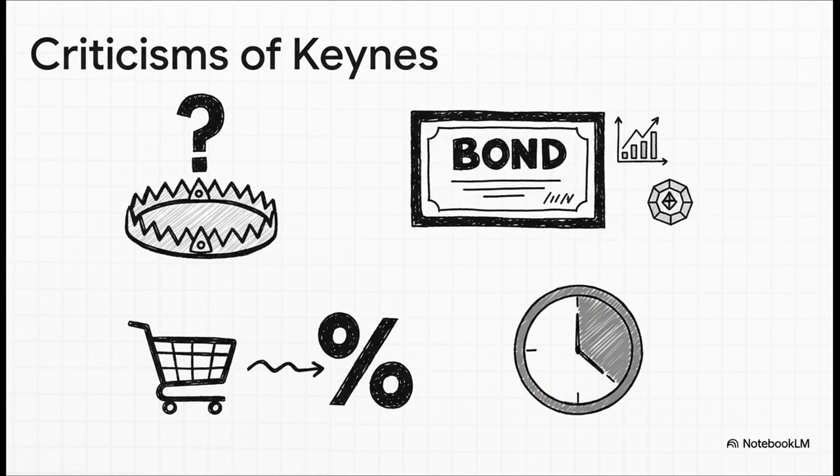Of course, no theory is perfect, and critics will point out that a true, complete liquidity trap almost never happens in the real world. Keynes also focused pretty much exclusively on bonds, but today we have this huge universe of other assets like stocks and crypto, and some even argue that our day-to-day demand for cash for transactions can also be sensitive to interest rates, which is something Keynes kind of overlooked.